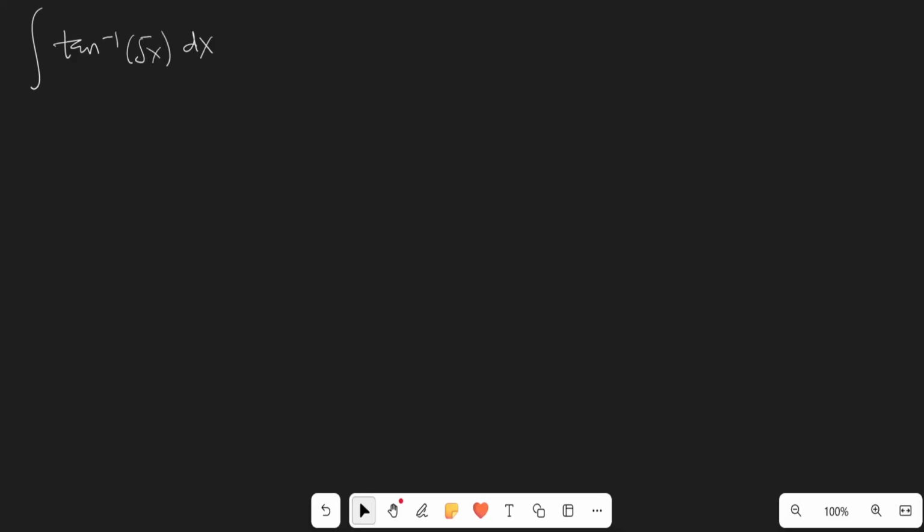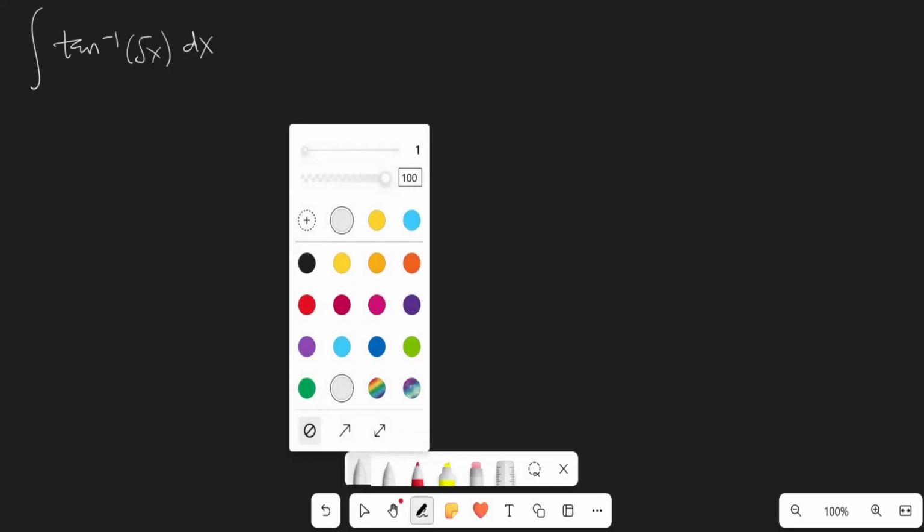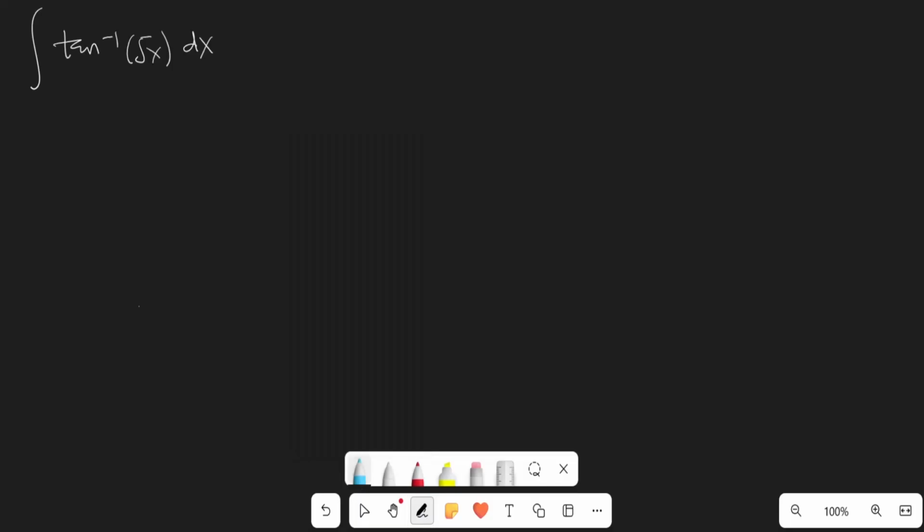So first we let u be equal to the square root of x. In that case, you have u squared is equal to x. So you can take the differential, it means 2u du = dx. So in place of dx, I can put in 2u du.